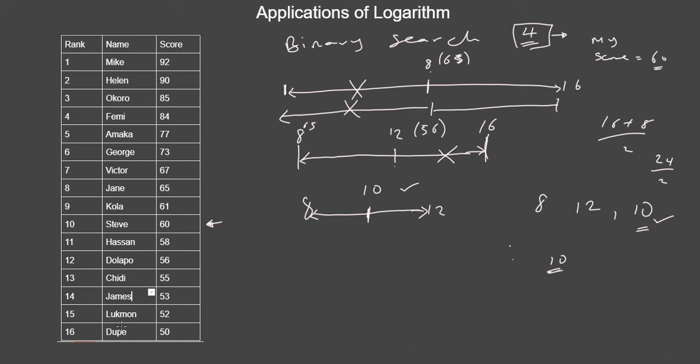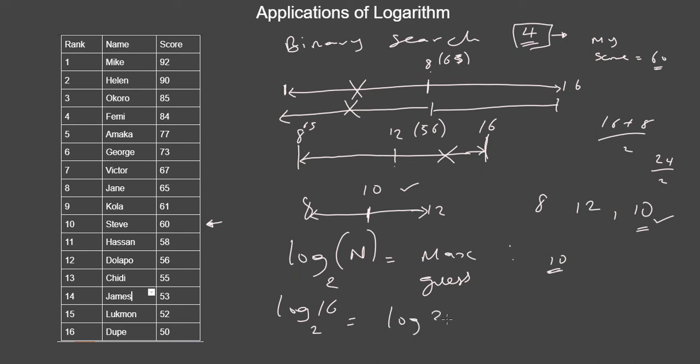So in computer science, we estimate the number of guesses as follows. We take log of the number of items to base 2. So this is the maximum number of guesses that will be made before you figure out the right position. In our case, n, the number of students here, is 16. And if you solve for this, you get log of 2 raised to the power 4, which is 4 log 2 to base 2, and which gives you 4.